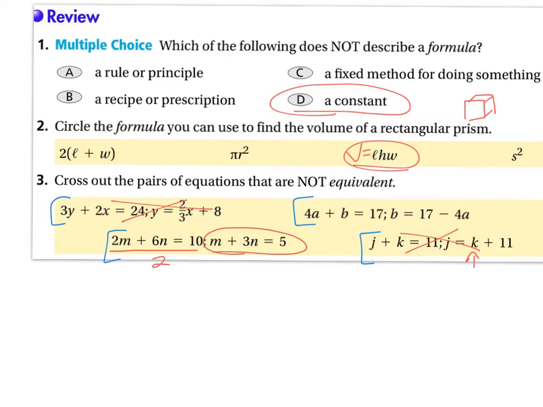Likewise, this is equivalent to the next one. If I subtracted 4a from both sides, I would get b equals 17 minus 4a. So those two are equivalent. Make sure you understand why.